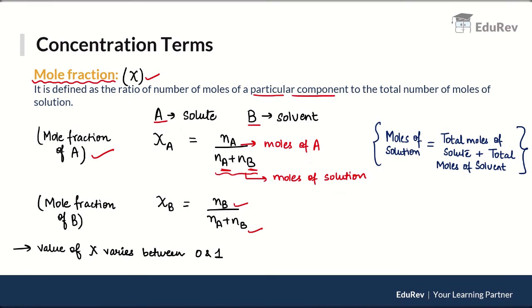So here A and B are present in solution. That is why total moles of solution क्या हो जाएगा Na plus Nb. Similarly अगर mole fraction of B निकालना है तो वो क्या हो जाएगा numerator में Nb upon total moles which is Na plus Nb. So since you know that mole fraction is a fraction, right? So its value varies between 0 and 1.